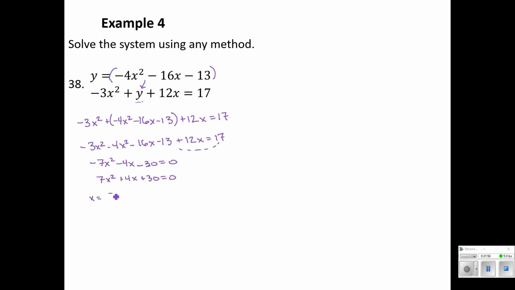So opposite of b plus or minus the square root of b squared minus 4 times a times c. Well, that's going to end up being 120 times 7, 840, all over 2 times a. And you can see our discriminant tucked underneath there is definitely going to end up being negative. So we will have no solutions there. If our x value is imaginary, we're not going to be able to find a y value to go with it. All that work for no solutions.